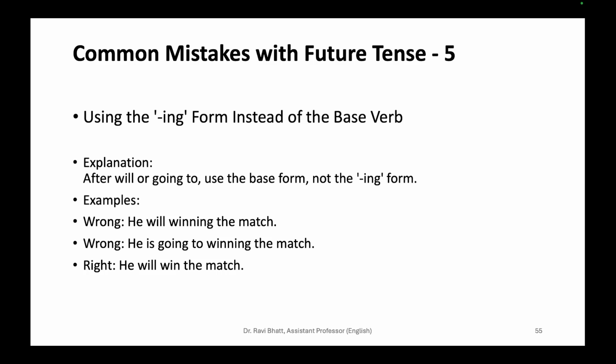Okay. Now, the next one, using the ing form instead of base verb. Explanation: after will or going to, use the base form, not the ing form. Now, for example, the wrong form would be "he will winning the match" or "he's going to winning the match." No, it will be "he will win the match" or "he's going to win the match." Okay, but the more appropriate option will be "he will win the match."